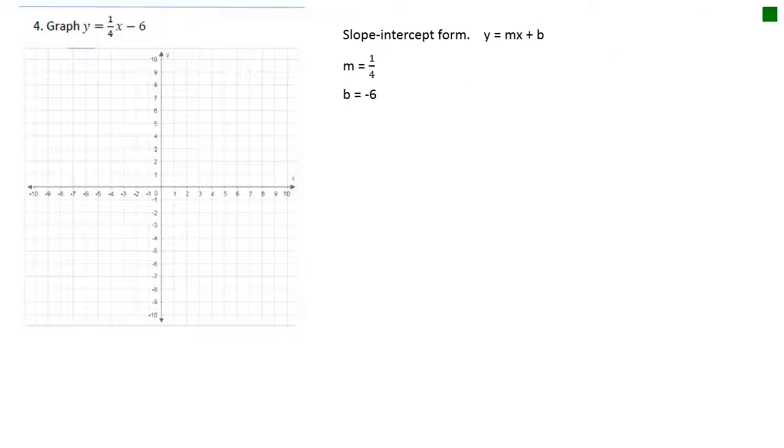Moving on to number 4, we want to graph y equals 1/4 x minus 6. Notice this one is in slope-intercept form. Remember, slope-intercept form is y equals mx plus b, where b is your y-intercept and m is our slope. Very similar to number 3, just in different forms. So instead of the y-intercept, in number 3 we were given a point. So here we're going to identify our y-intercept, which is negative 6.